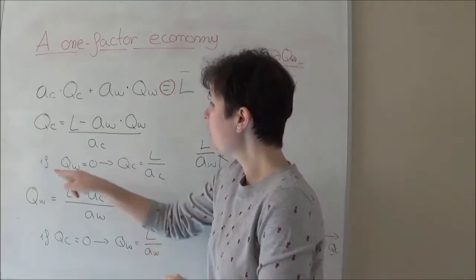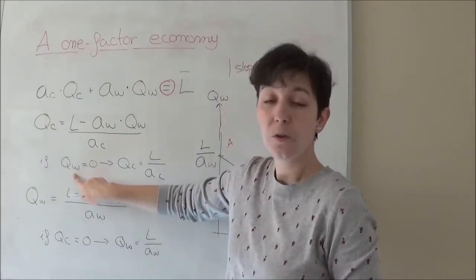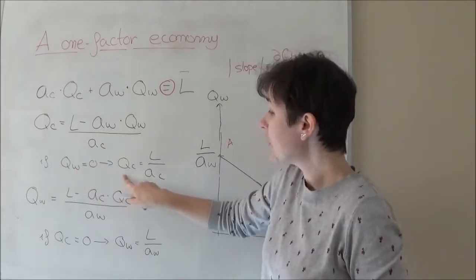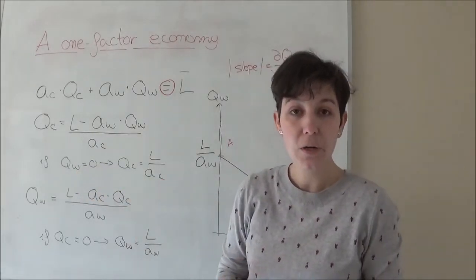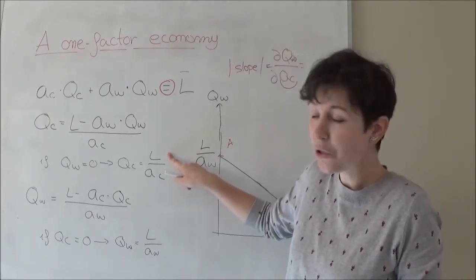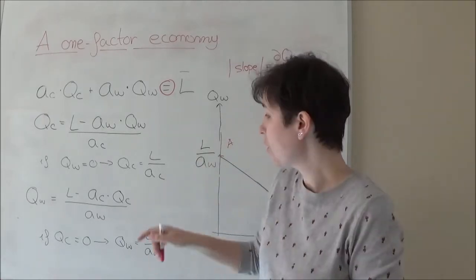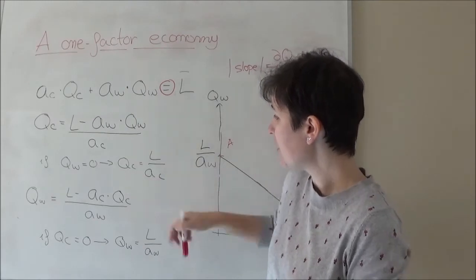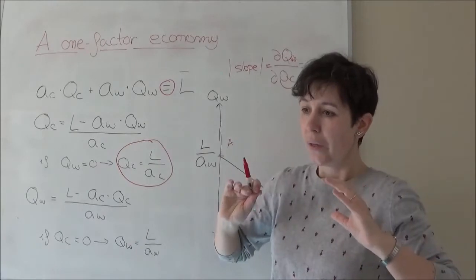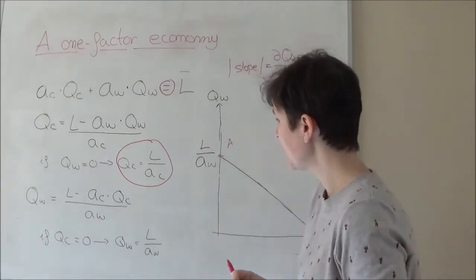More specifically, we are able to see what is going to be the quantity of cheese when we are not producing wine. So if the production of wine is 0, we know that the maximum amount of cheese that we are able to get is going to be labor, the total labor in that country, divided by the labor that we need per unit of cheese. Okay, so that is going to be the maximum amount of cheese that we can produce when we are using all our labor in the production of that cheese.